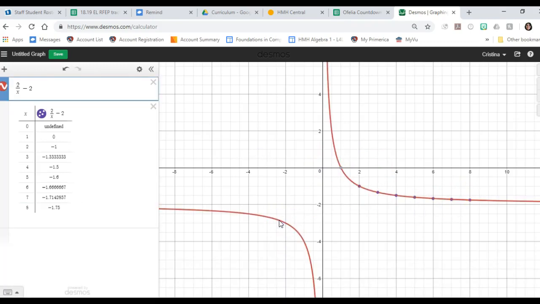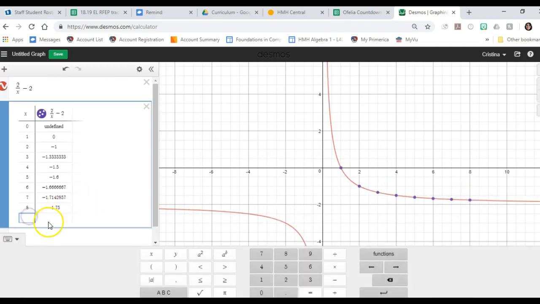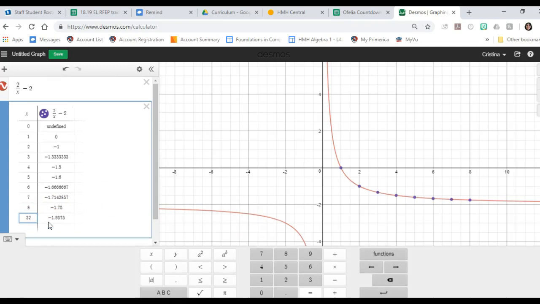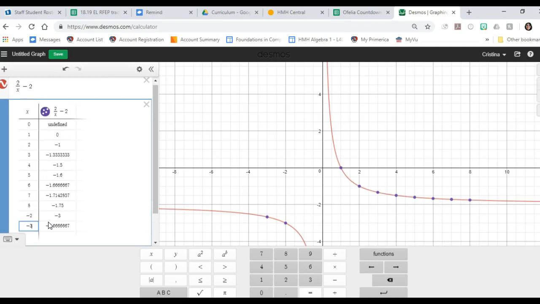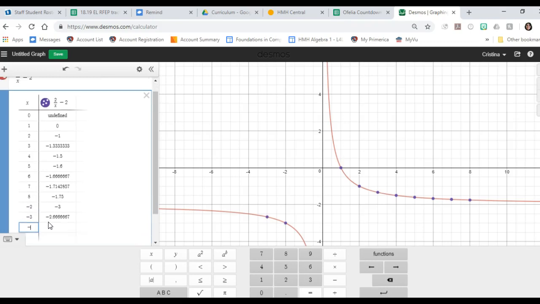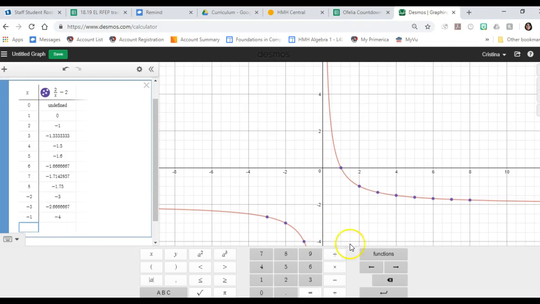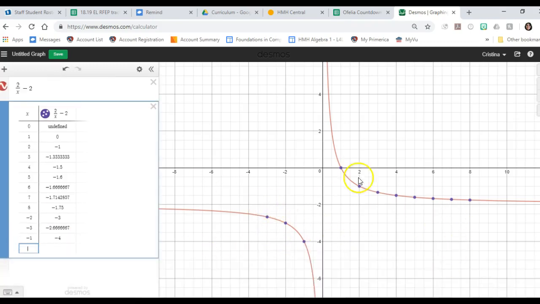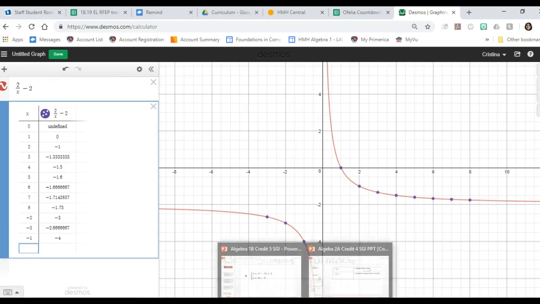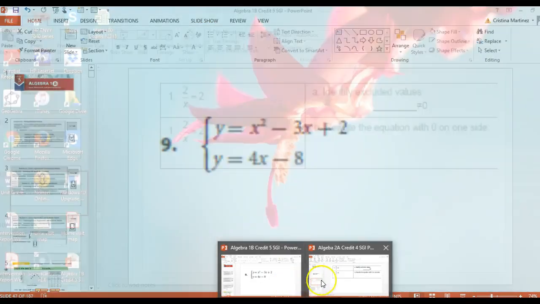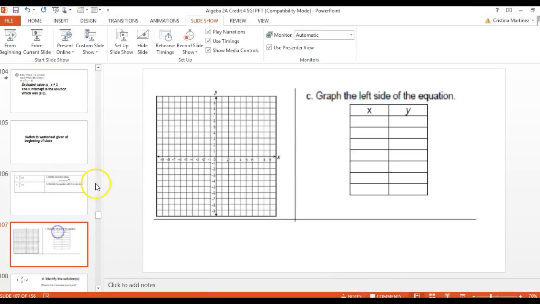Now, if I do need some negative numbers, I can always write in some negative numbers like -2, -3, maybe -1. And you'll see a couple of those pop up here. Okay, so we can record those and graph them right here. I'm not going to do that for you, but if you're not sure how to graph, go ahead and come to class and we'll go over how to graph points.